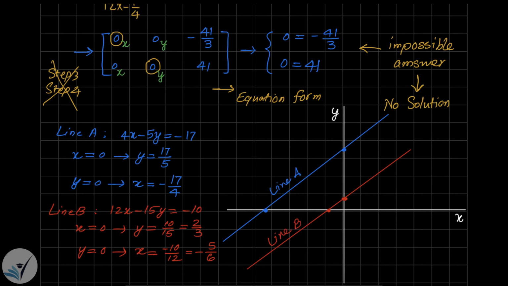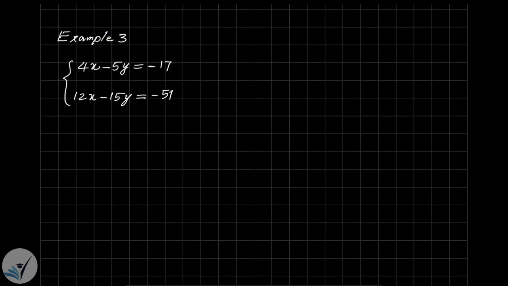So as you can see, these two lines are parallel and they don't have any intersection. That's why when we solve this system of equations, we got no solutions at the end. For our last example, we have 4x minus 5y equals negative 17 and 12x minus 15y equals negative 51. This is the equation form.